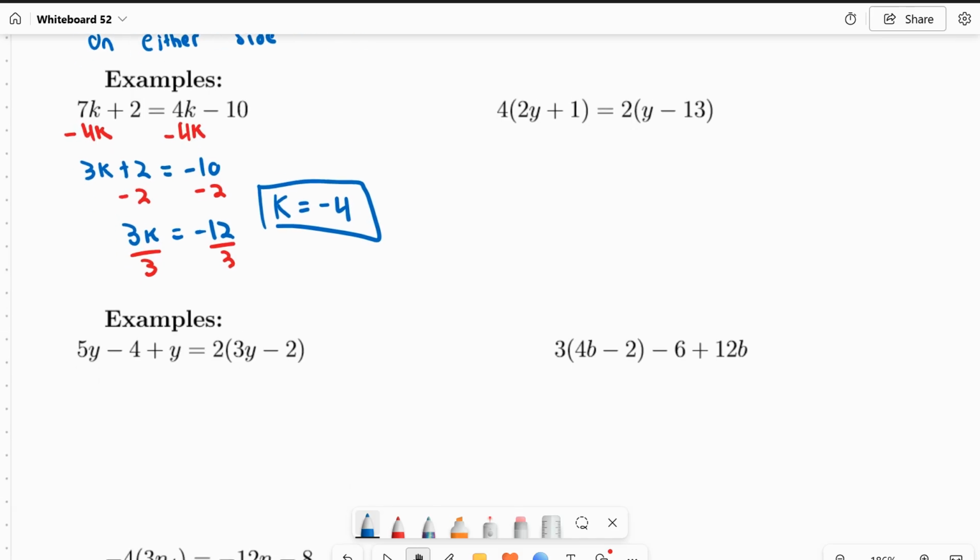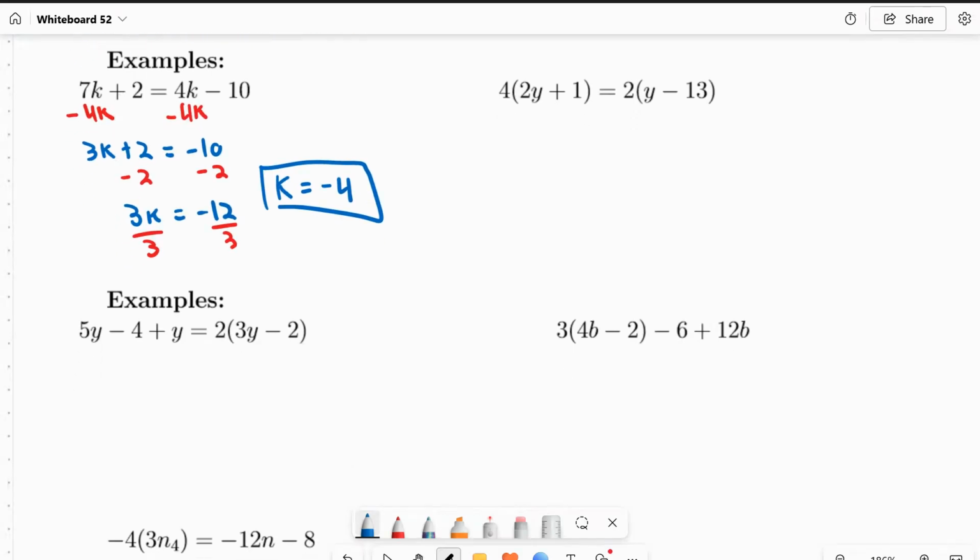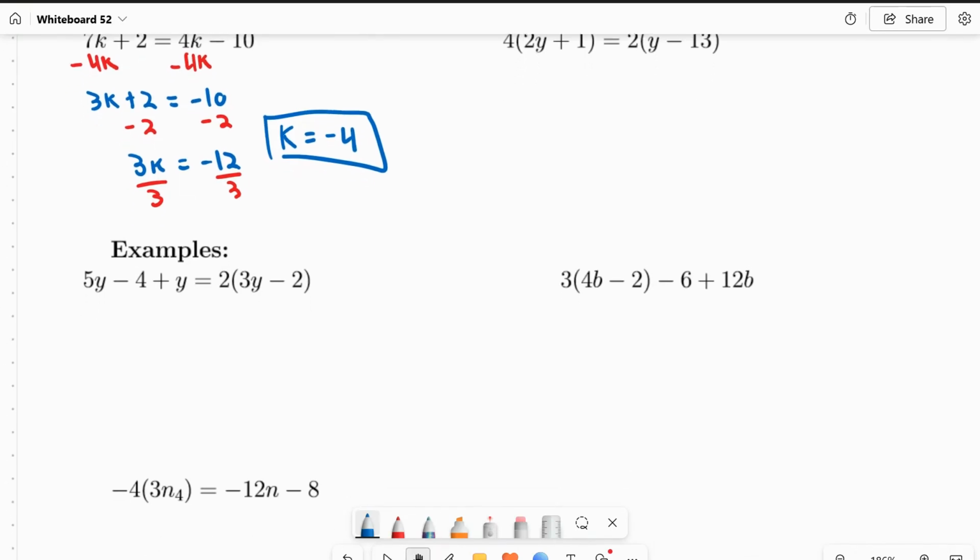All right. Once again, I'm going to do the examples on the left. We're going to save the examples on the right for class. So do those on your own.